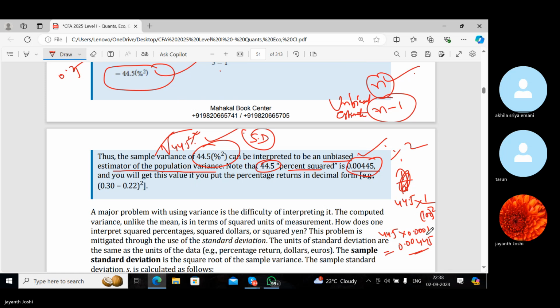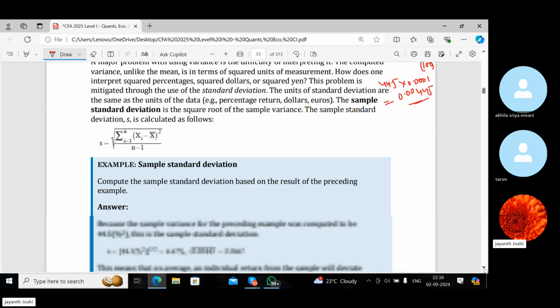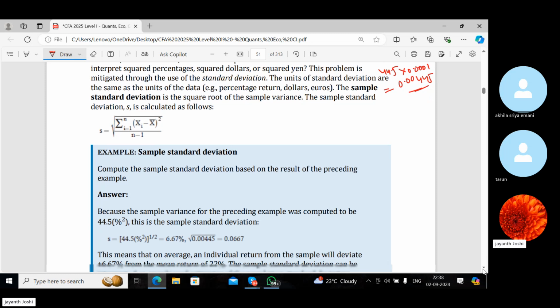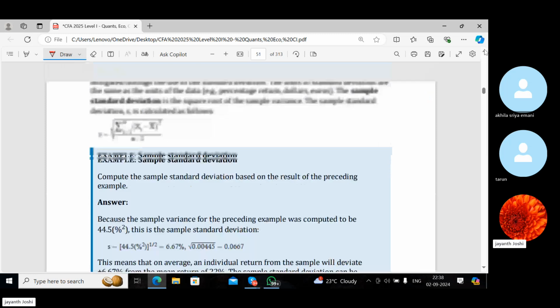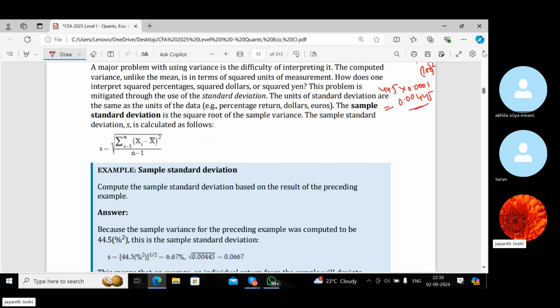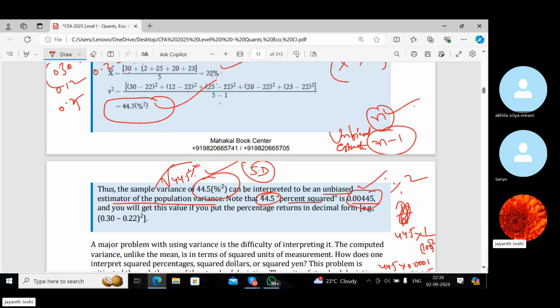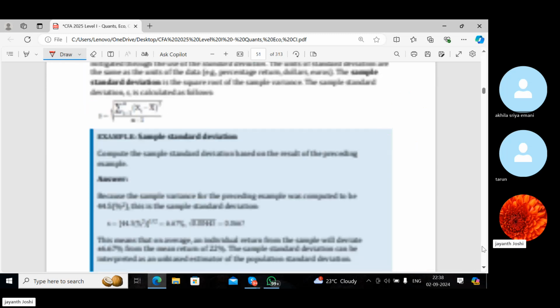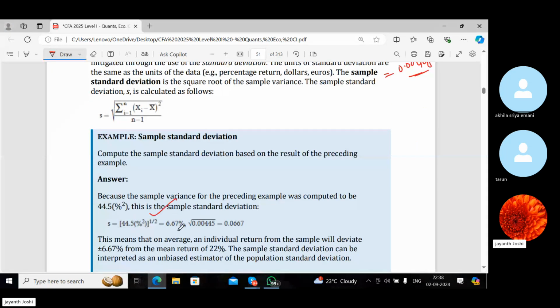Okay. So we'll stop here today. Or otherwise, let's go for the next question also and close this. Why? Because sample standard deviation also is there, right? Now, whatever we have found out is the sample variance. If I take the square root of that, they have done whole power 1 by 2, I get the sample standard deviation, that is 6.67 divided by 100. 0.0667 is the standard deviation.